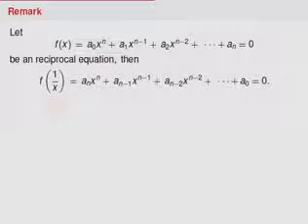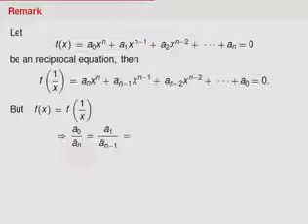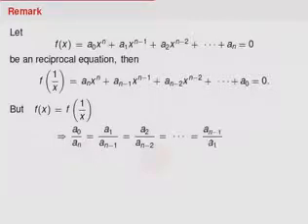If these two are equal, that is f of x is equal to f of 1 by x, then when we compare the coefficients of these two equations, in terms of a ratio, a naught by a n is equal to a1 by a n minus 1, that is equal to a2 by a n minus 2, up to the last one, a n by a naught.